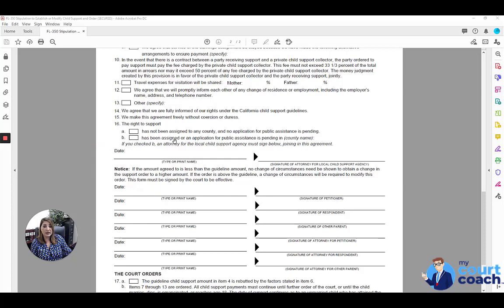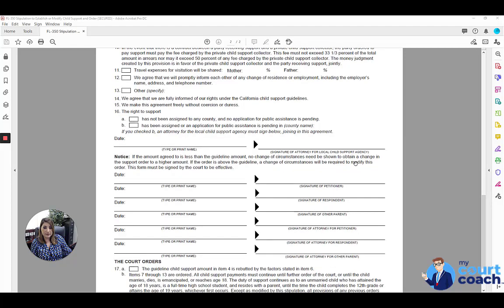If the right to support has been assigned to a county, or there is an application for public assistance pending, then you need to list the county name. And if you do check this, that probably means that your local child support agency is involved in the case. They will need to write their names here, sign and date this agreement to sign off on it. Assuming that there is no right to support that's been assigned to the county and no application for public assistance pending, then you don't need to worry about getting a signature from your local child support agency.